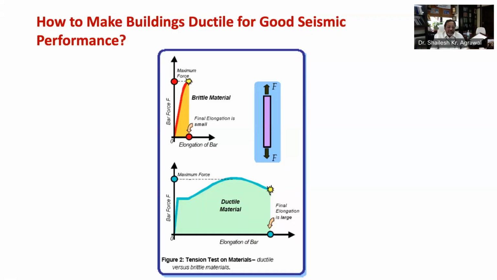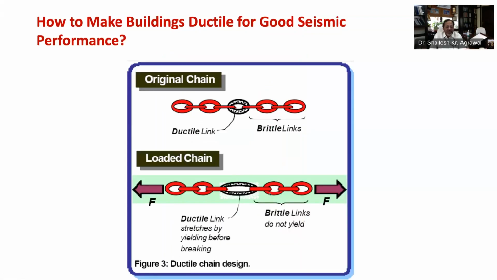Now, amongst the materials used in building construction, steel is ductile, while masonry and concrete are brittle materials. Let's look at figure number 3 now to understand ductility or capacity design through this chain concept. You can see here, this is the chain with links made of brittle or ductile materials. Each of the brittle links will fail just like the bar, as I explained to you earlier. That means it will break suddenly with a small elongation.